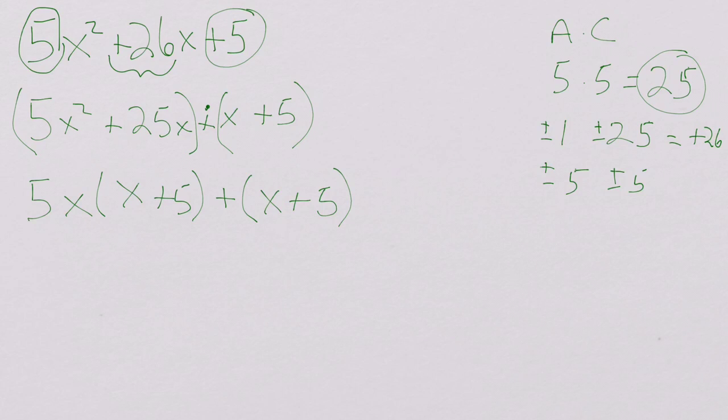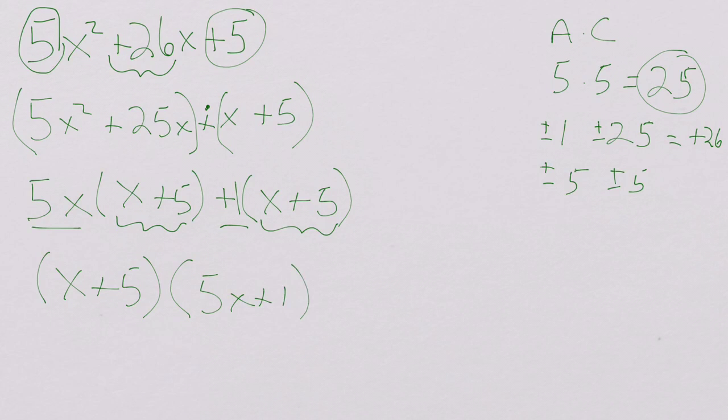From here, if you've done everything right, this parenthesis and this parenthesis will be the same. So you actually factor that set of parentheses out. It becomes x plus 5, and whatever's left is your other set of parentheses. In this case, it's 5x plus 1. This is the factored form of 5x squared plus 26x plus 5. It factors to x plus 5 times 5x plus 1. You can do this procedure if a is 1, if a is any number. It doesn't matter. This same procedure, the AC method of factoring, works 100% of the time.